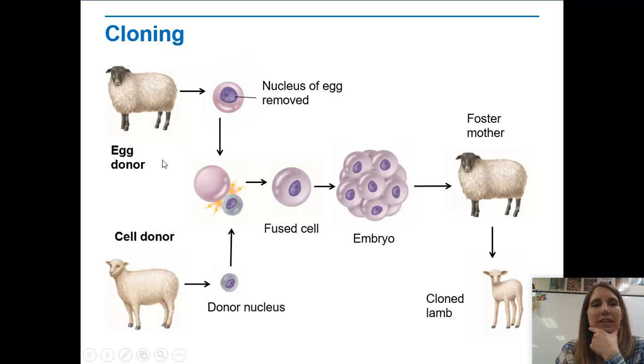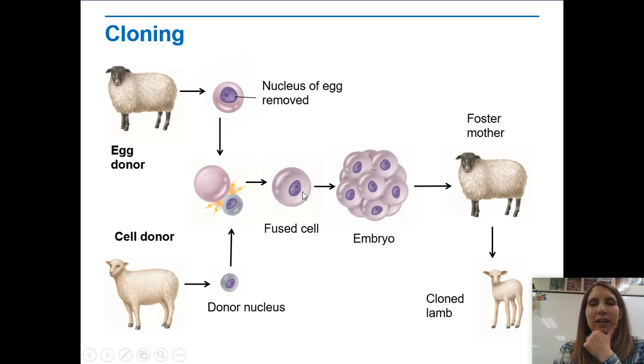So what they do is they take a female sheep and they obtain an egg. So they have an egg donor, is what we call her. They would remove the nucleus of that egg. And then we have a cell donor, where we're going to remove the nucleus from that cell. Now the cell donor is what we're actually trying to copy, right? So we're going to take the nucleus out of who will eventually be the foster mom, and put into that cell the DNA, the genetic information from our donor organism, the one that's actually going to get cloned.